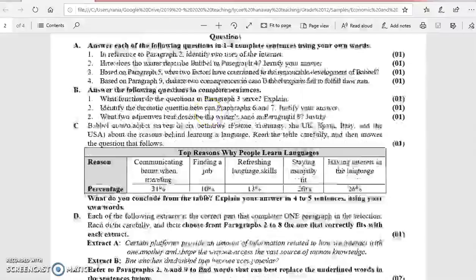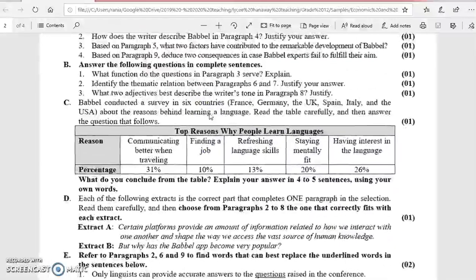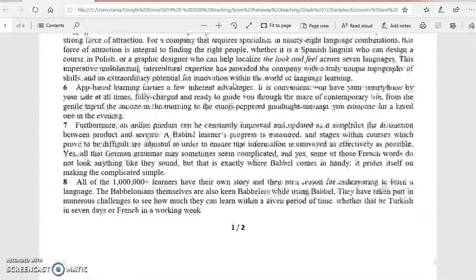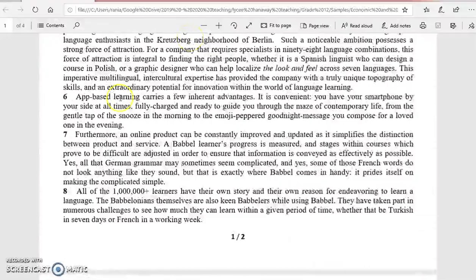I'm going to start with the first one. So here we have in B2, identify the thematic relation between paragraphs 6 and 7. Justify your answer. So I have 1 grade for this question. You have to divide it. It might be a quarter and 3/4. It might be half of the grade for identifying, the other half for justifying. So let's go to paragraph 6 and 7. Take a look. Guys, what you have to do right now is pause, read the 2 paragraphs, and try to find the thematic relation.